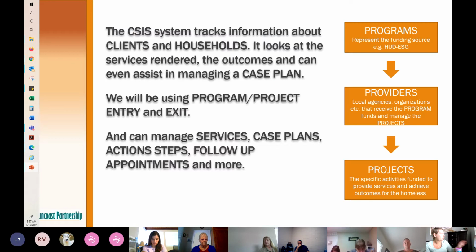Okay. So the CSIS HMIS system tracks information about the clients and households. It looks at the services rendered, the outcomes, and it can even assist in managing a case plan. We will be using program project entry and exit. We can also provide services, manage case plans, action steps, follow-up appointments, and more.